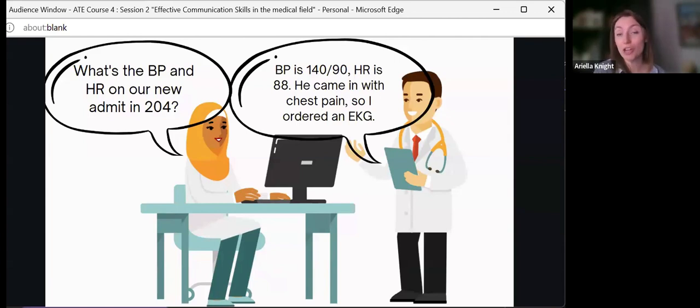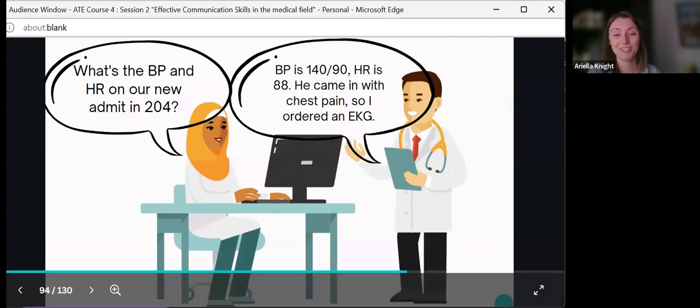Because this is a group of doctors that work together all day, they know the numbers of all the rooms. They maybe only have 12 rooms, maybe they have 20 rooms. So who is the new admit, the new patient who was admitted in room 204? Good. All right, the doctor says BP, blood pressure, is 140/90. HR, heart rate, is 88. He came in with chest pain, so I ordered an EKG. Awesome.